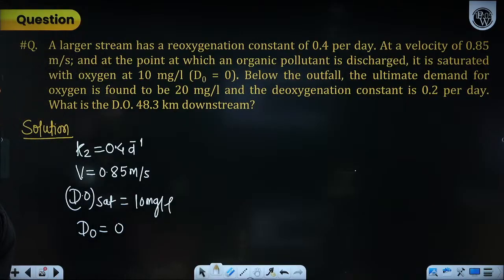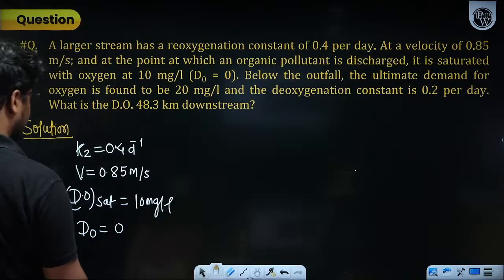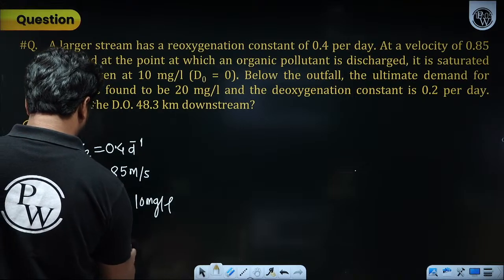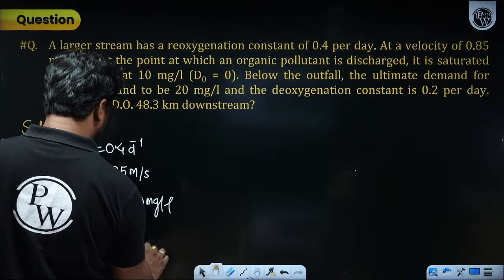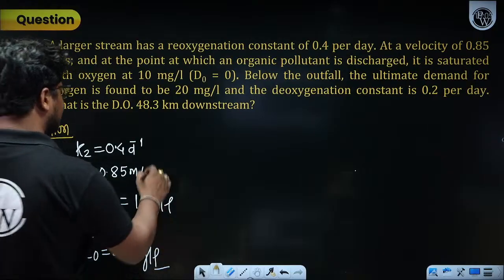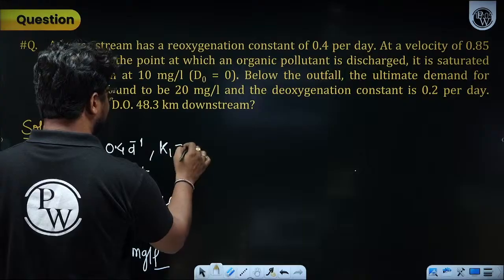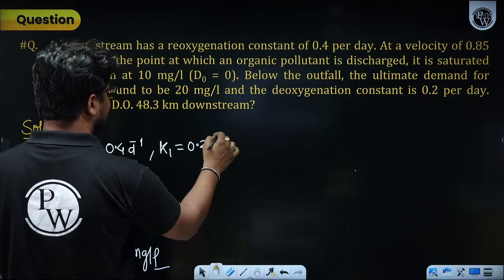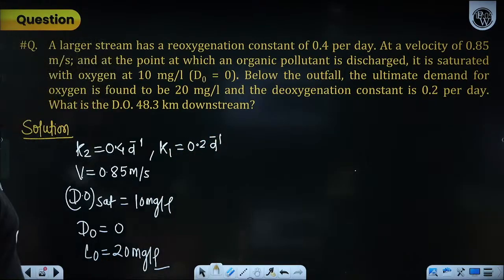Below the outfall, the ultimate demand for the oxygen is found to be, so they have given you the L0 also, which is 20 milligram per liter. And the deoxygenation constant, that means they have given you the K1 also, which is 0.2 per day. What is the DO at 48.3 kilometer downstream?